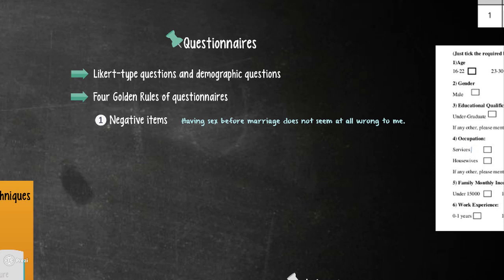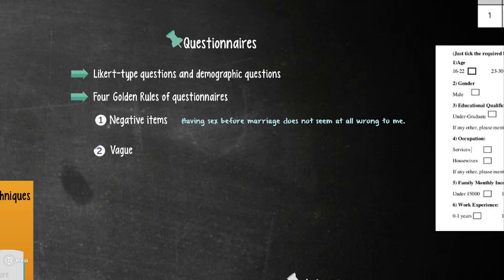This is an example. Having sex before marriage does not seem at all wrong to me. If you agree with this, what are you agreeing with? That having sex before marriage is wrong or not wrong? So rather than phrasing your items negatively, phrase it in the positive. Also remember that if you do include negative items like having sex before marriage is not wrong, you will have to switch your scale around, because disagreeing with a negative item is actually agreeing with the positive. So don't confuse yourself. Just don't have any negatively phrased items in your questionnaire at all.